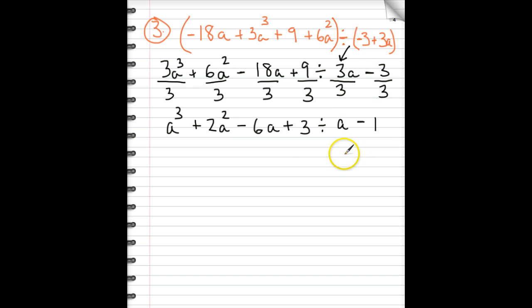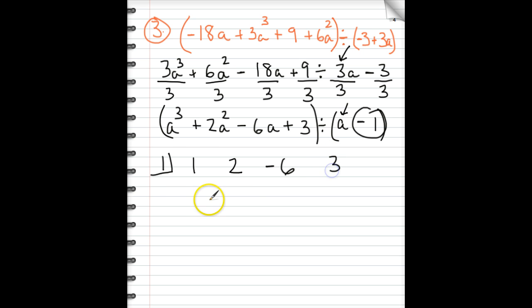Okay, now we're in good shape here. We have our polynomial division such that the coefficient on our variable in the divisor is 1. So again, we take the opposite of what's after that. The opposite of -1 is a positive 1. That goes in a little box. And now our coefficients. From the highest power, the coefficient on a cubed is just 1. Next, the coefficient here is 2. The coefficient here is -6. And our constant is 3.